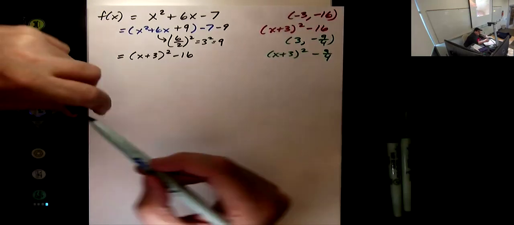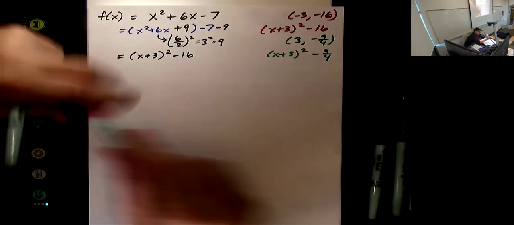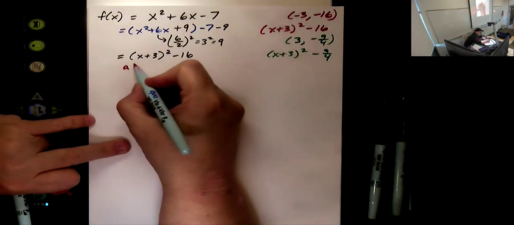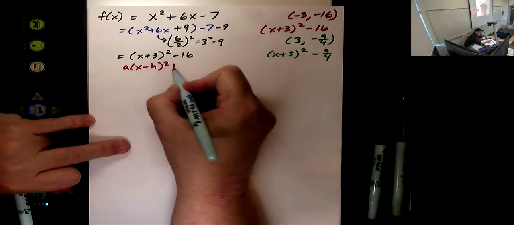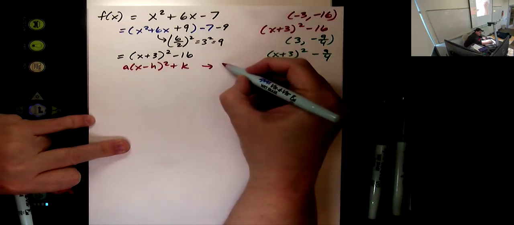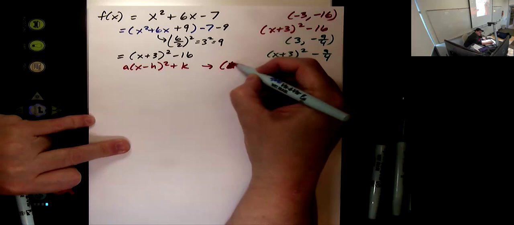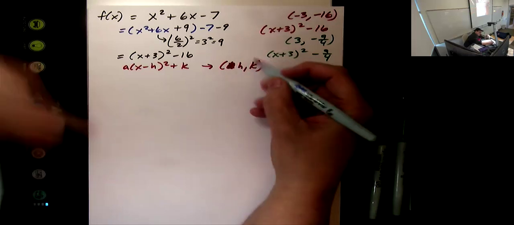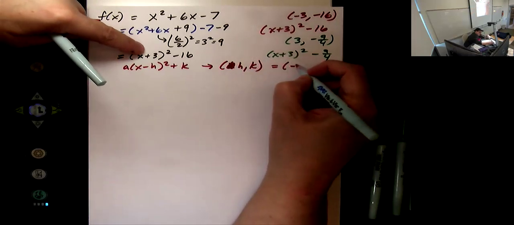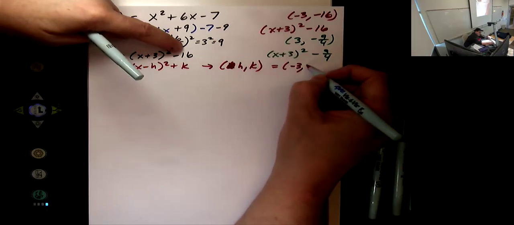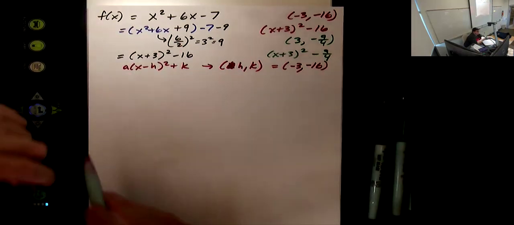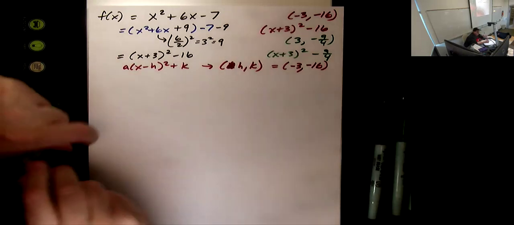And so for the vertex, I'll put the form up here again: a(x minus h) squared plus k gives us the vertex (h, k). So it's the opposite sign of what's on the inside, and the same sign as the thing that's afterwards. So that looks golden.